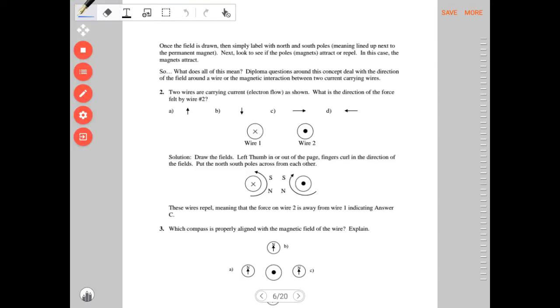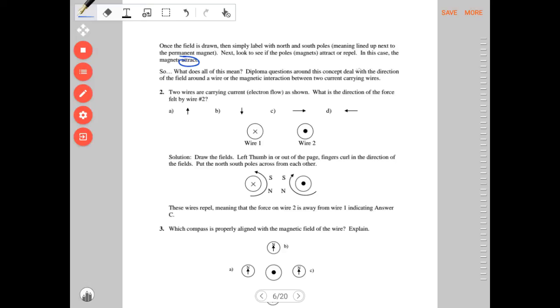Okay, once the field is drawn, we simply label the north and south poles, meaning lined up next to the permanent magnet. Next we see if the magnets attract or repel. In this case, they attract. Yay! Okay, so what does all this mean?